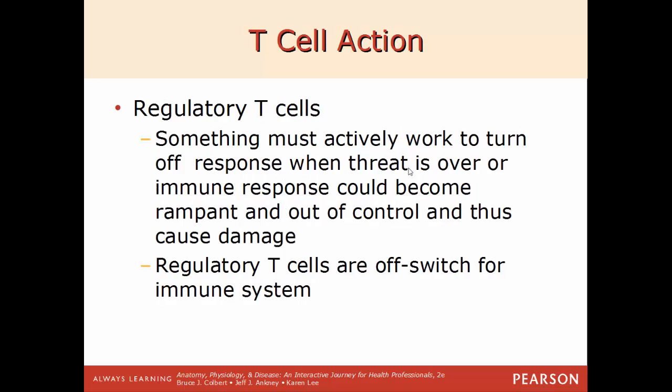Next one, regulatory T cells. Something has to be there to turn off the response when the threat has already been eliminated, or the immune response would just keep going and going and be totally out of control and would eventually attack your own body, your own healthy tissues. So that's what the regulatory T cells do. They are the on-off switch for the immune system. Once the fight is over, everything is reined back in, and the fight is called off.